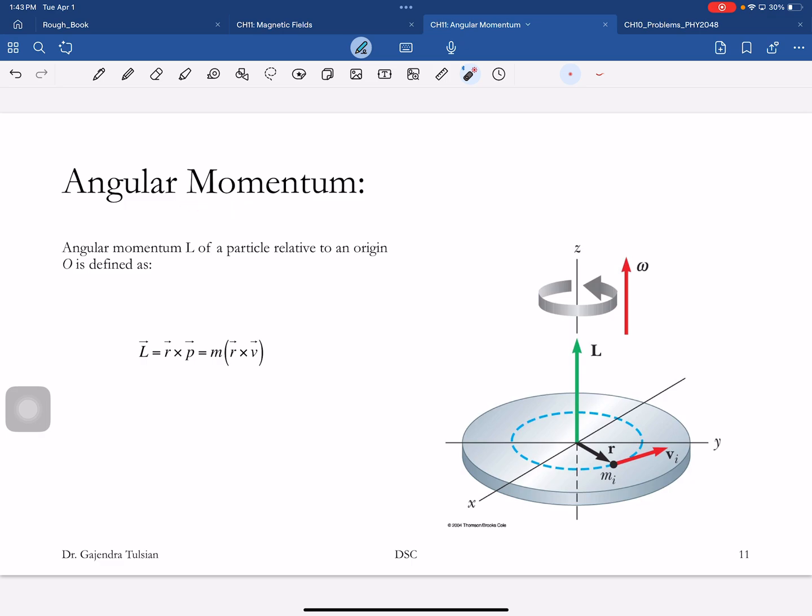Angular momentum is defined by L, and it's r cross p. So if this piece has a mass of m_i and its velocity is v_i, its momentum is m_i v_i, and r cross p will give the angular momentum of this piece about that point.